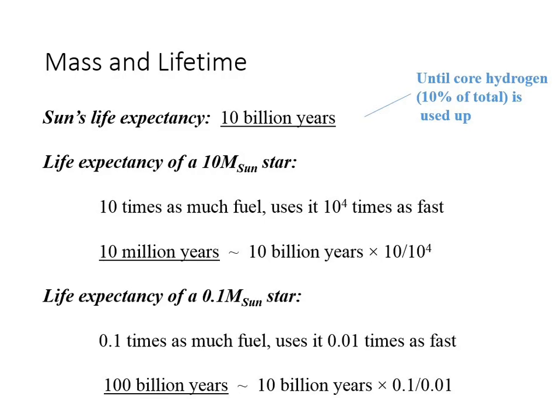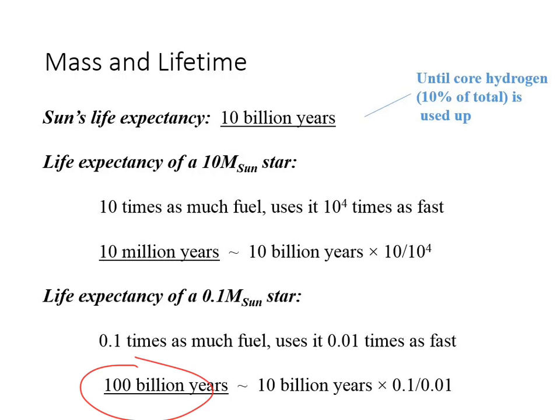Okay, well, let's go the other direction. Let's take a star that's lighter than the sun. Let's say it's got 1/10 of the mass of our sun. How long is it going to live? Well, if it's lighter, it should live longer. Yep, it'll live longer, and you're talking, instead of 10 billion, 100 billion years.